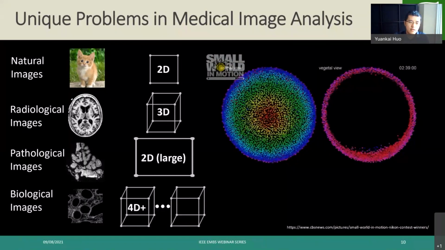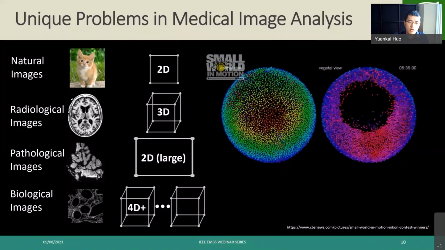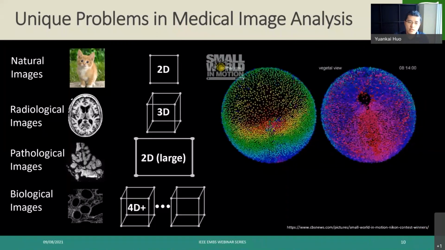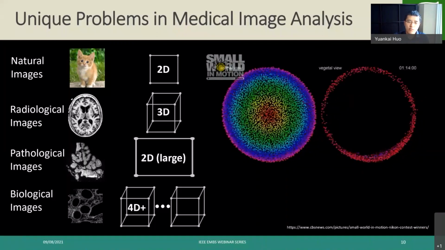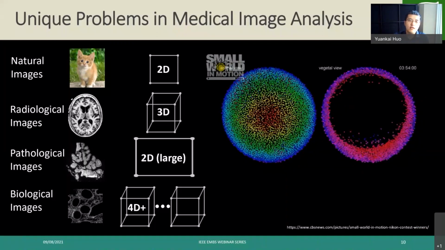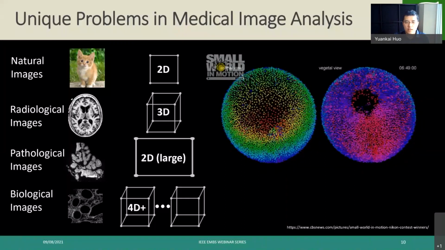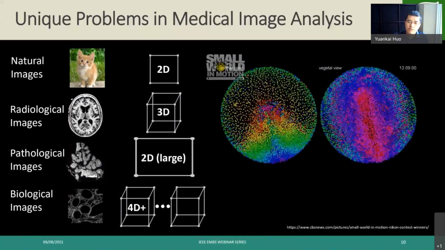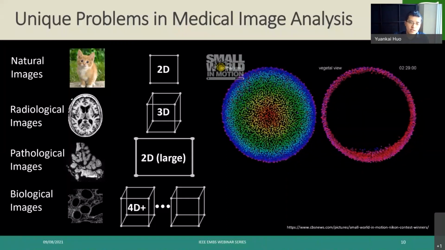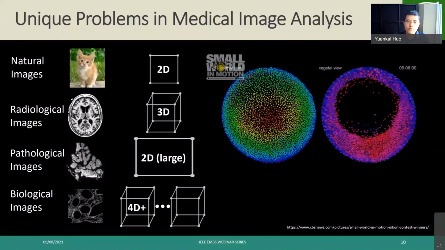And the last is biological images, which means microscopy images. So in this case, we are dealing with 4D data, because for each time point, we typically acquire 2D or 3D volumes, and we collect data through a fixed number of time points to collect the 4D dynamics for the tissue.